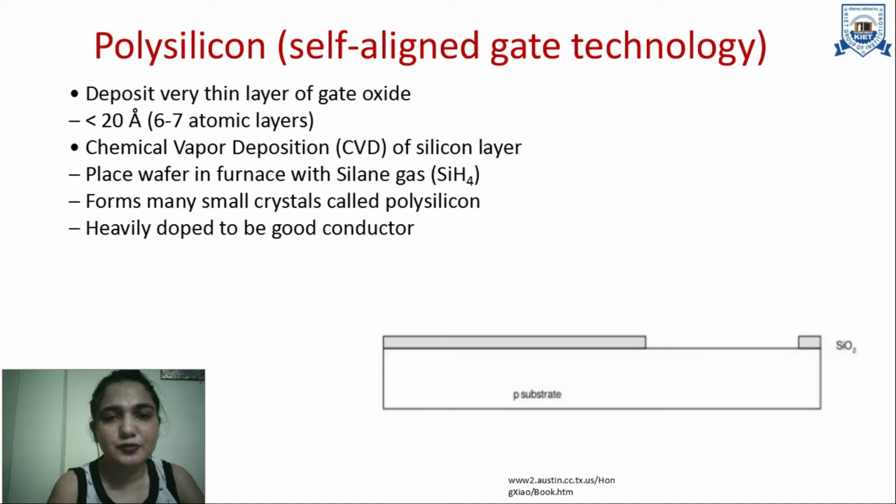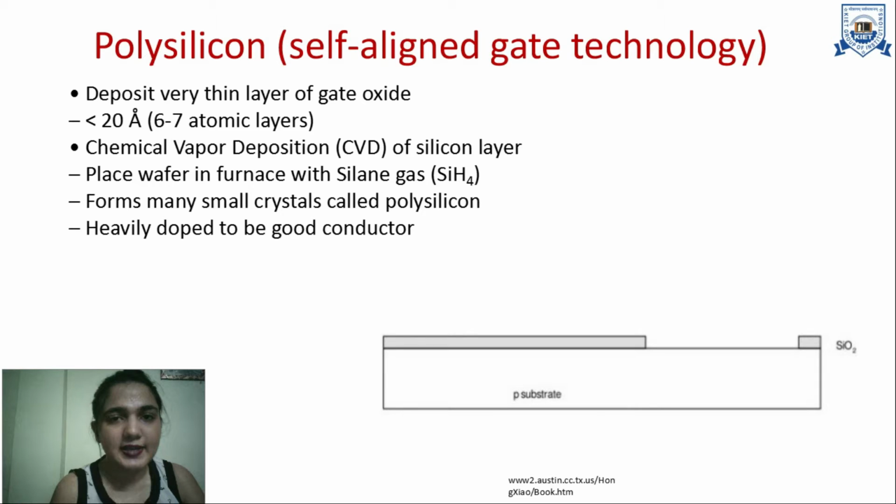Here we will be using the self-aligned gate technology. We will be depositing a very thin layer of gate oxide, which is less than 20 angstrom, or just 6 to 7 atomic layers. Then we will be using chemical vapor deposition of the silicon layer, placing the wafer in the furnace with silane gas, which is SiH4, and it forms many small crystals called polysilicon in this process. And we will be using heavy doping to make it a good conductor.